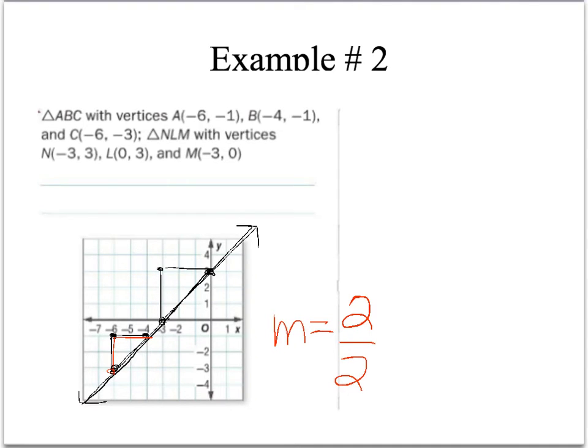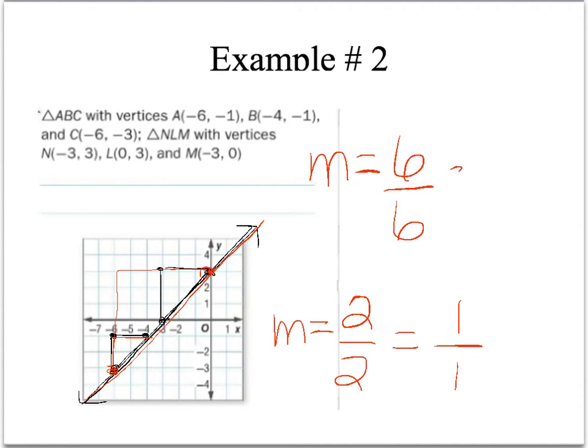And if I counted from this point here all the way up to this point here, it should still reduce to the same thing, which is 1 over 1. So I count up 1, 2, 3, 4, 5, 6, and over 1, 2, 3, 4, 5, 6. So at any of the locations, the slope of this line is always going to reduce to 1 over 1.